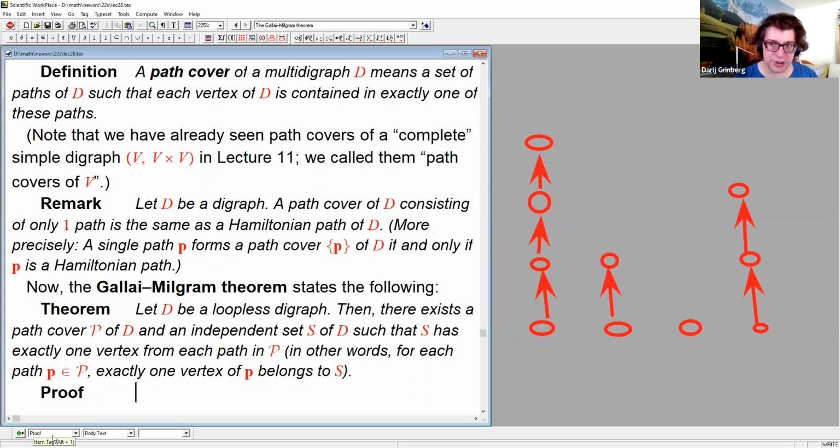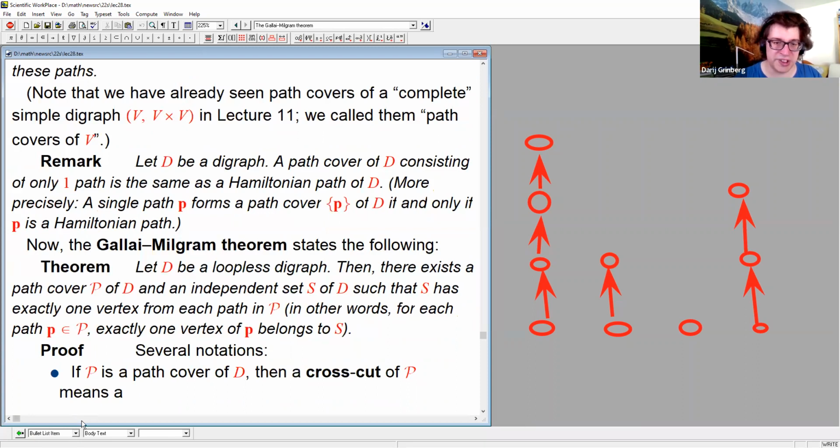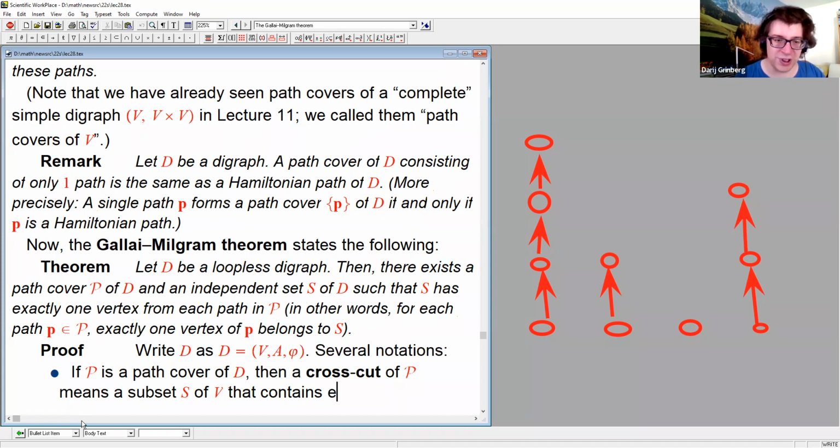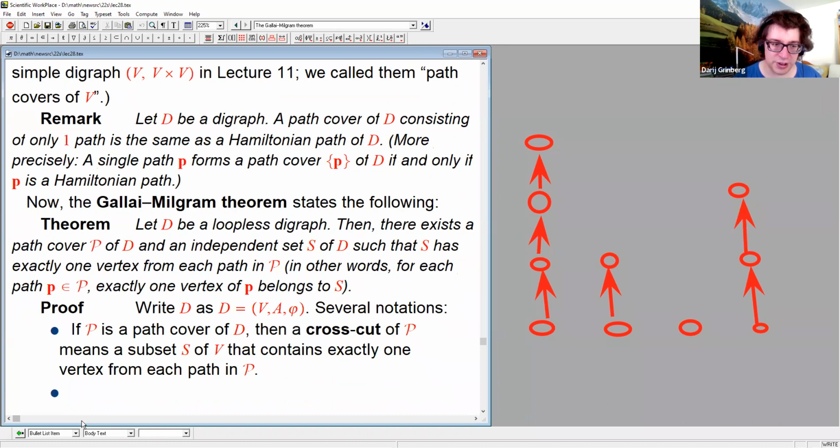So first of all, a notation. Actually several notations. If P is a path cover of D, then a crosscut of P means a subset S of V, and of course we write D as VA phi, so this V is a vertex set, that contains exactly one vertex from each path in P. Okay, for now that's the only notation we need.